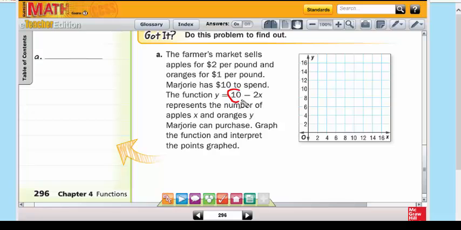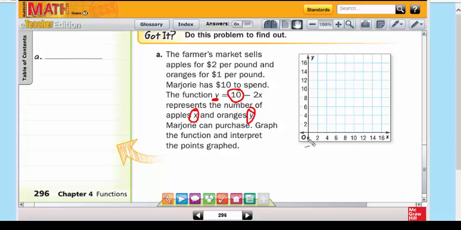Therefore, we start out with $10 and we subtract 2 times the apples in order to figure out how much we have left to spend for y, the oranges. So the function y equals 10 minus 2x represents the number of apples x and oranges y Marjorie can purchase. Graph the function and interpret the points graphed.